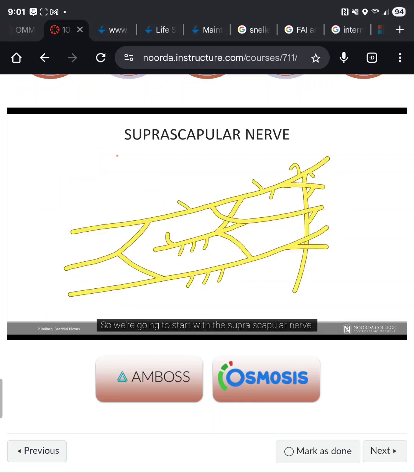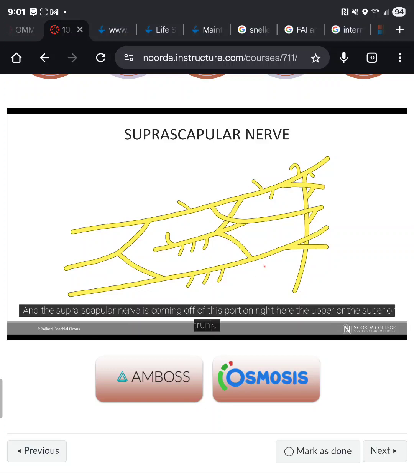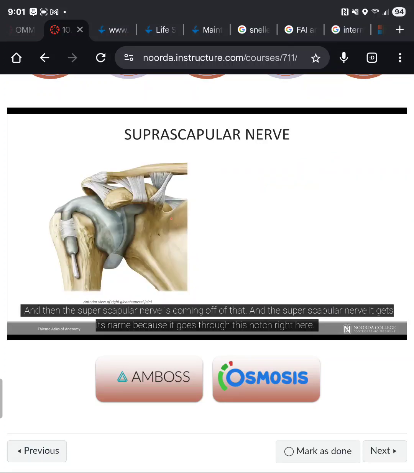So we're going to start with the suprascapular nerve. And again, we have an image of a right brachial plexus here. And the suprascapular nerve is coming off of this portion right here, the upper or the superior trunk. And so we can see we've got it labeled here. So the C5 and C6 ventral rami form this upper trunk, and then the suprascapular nerve is coming off of that. And the suprascapular nerve, it gets its name because it goes through this notch right here.